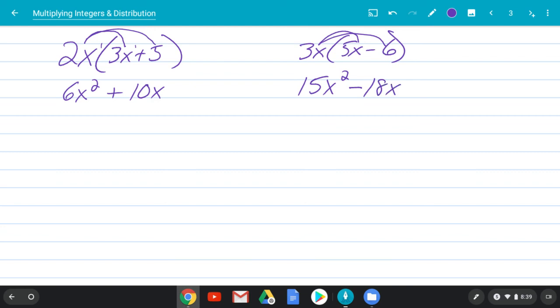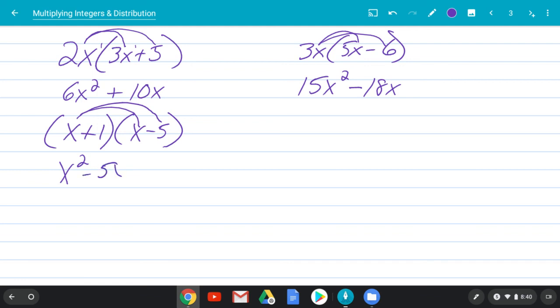Cool. Well, what happens if I give you this? X plus 1 times x minus 5. I still distribute. I just have more things to distribute. I start by distributing first x. Well, x times x is x squared. And I distribute my second term. X times negative 5 is negative 5x.